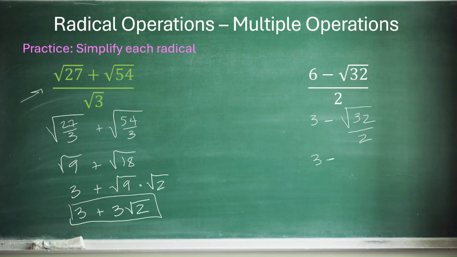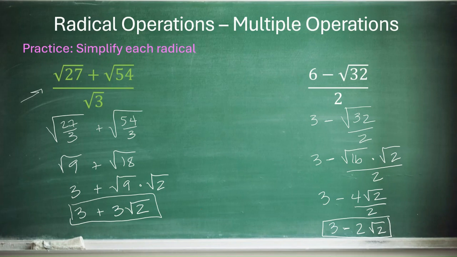So root 32 has a perfect square in it, and that perfect square is 16. I'm going to show you something about 32 in just a second. That is root 16 times root 2, and that is all over 2. Okay, so I'm going to go ahead and simplify this. Root 16 is really 4 times root 2. That's still over 2, and now I can simplify this. 3 minus 4 divided by 2 is 2 times root 2. So like our last problem, this is as simple as it can get because 3 and root 2 are not like terms, so they cannot be combined. Okay, so that is our answer.